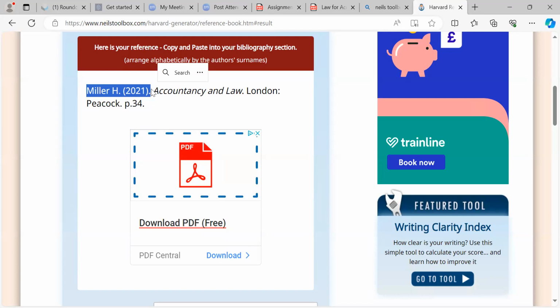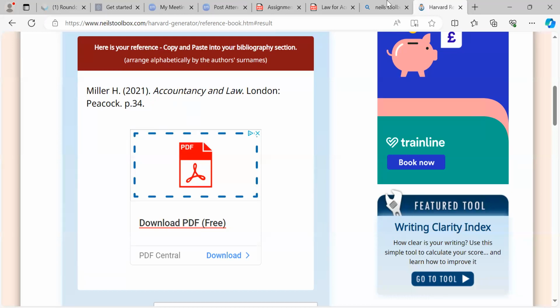So if you're writing an assignment, for example, and you need to reference inside the assignment, so you took a quote out of the assignment, you will do in-text referencing like that. And at the end, your reference list is all that, okay?